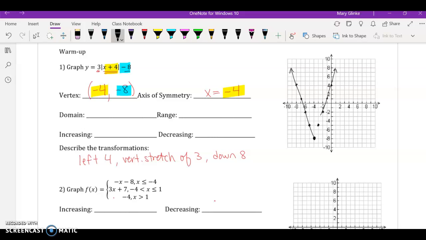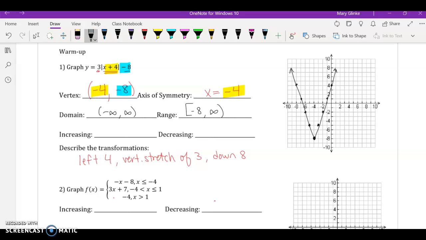So our absolute value graph is supposed to be that V shape, and looking at the graph you can see that V. You can also see that it is moved left 4 and down 8 with a vertical stretch of 3. So now our domain to the left and to the right, this graph will keep going forever. Your range is low to high. This graph goes down to negative 8, and it goes up forever.